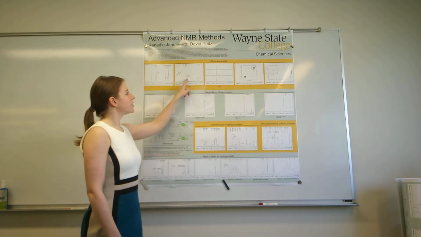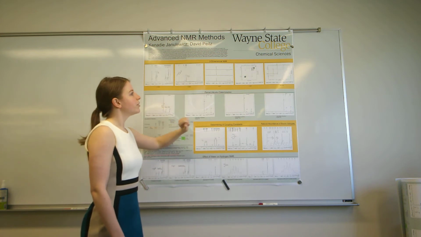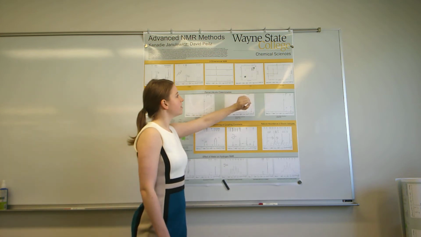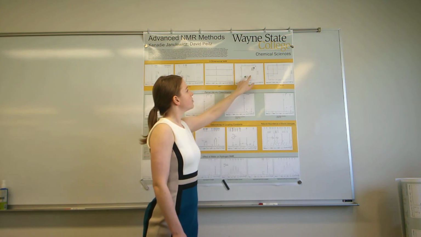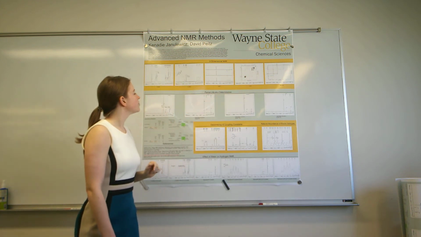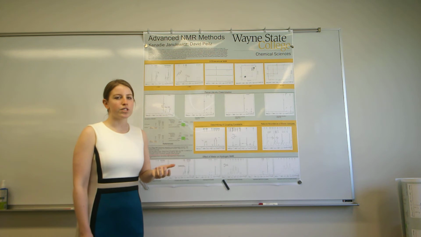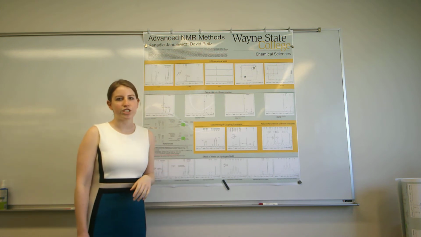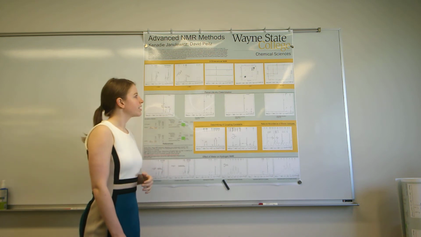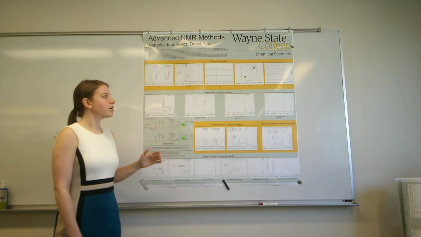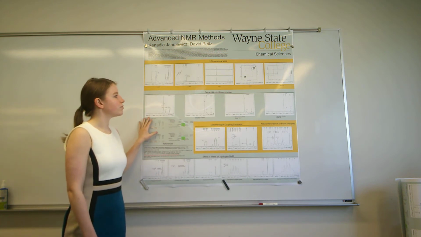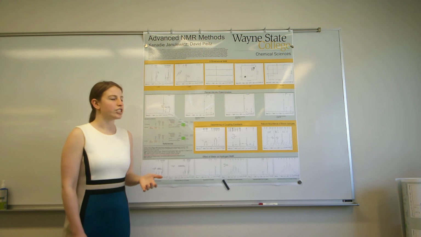To be able to tell that this peak is E and that one is F, we use long-range coupling on our COSY. This coupling right here determines that this side is E. We are confident in the order of these carbons, even though we are not able to differentiate between D and G. The next set of experiments that we did are the calculations of percent alcohol in a variety of beverages.